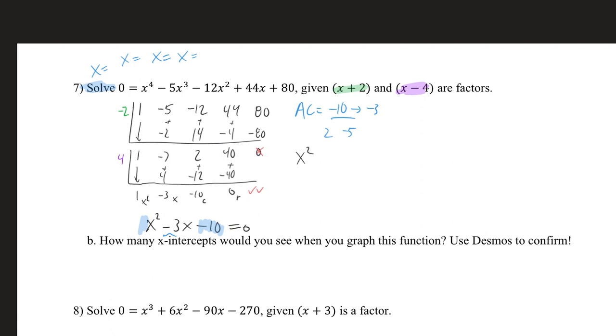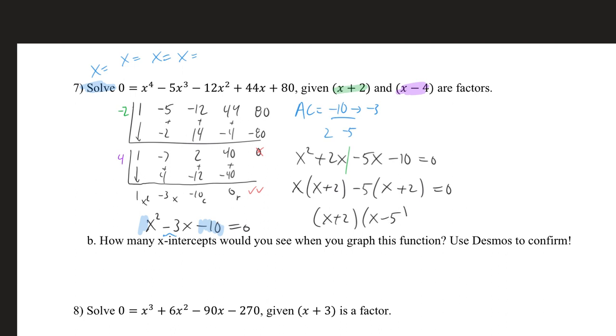So I got x squared plus 2x minus 5x minus 10 equals 0. Don't lose your 0. Cut it in half. These both have an x in them: x plus 2. These both have a negative 5 in them: I get x plus 2. So those are the same. That's good. It still equals 0. So then we end up with x plus 2 times x minus 5 as our factors.